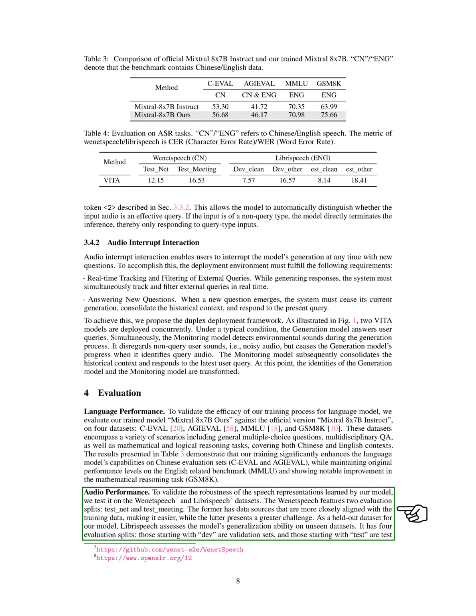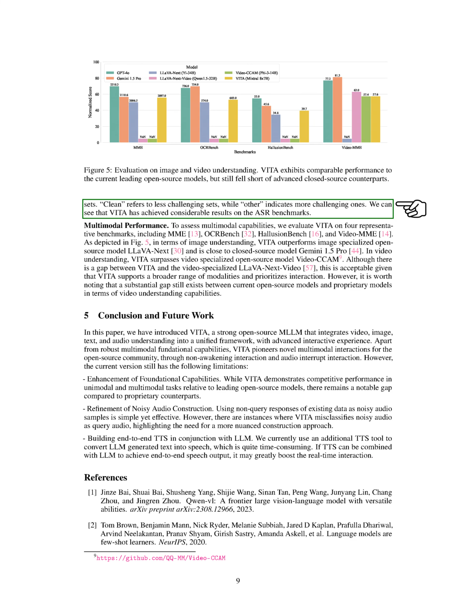Next, we assess the robustness of the speech representations learned by our model using the WenetSpeech and LibriSpeech datasets. WenetSpeech has two evaluation splits: test_net, which is easier due to its alignment with training data, and test_meeting, which is more challenging. LibriSpeech serves as a held-out dataset to test our model's ability to generalize to new data, featuring four evaluation splits where dev indicates validation sets and test indicates test sets. The clean sets are less challenging, while the other sets are more difficult. We observe that VITA performs well on the ASR benchmarks.